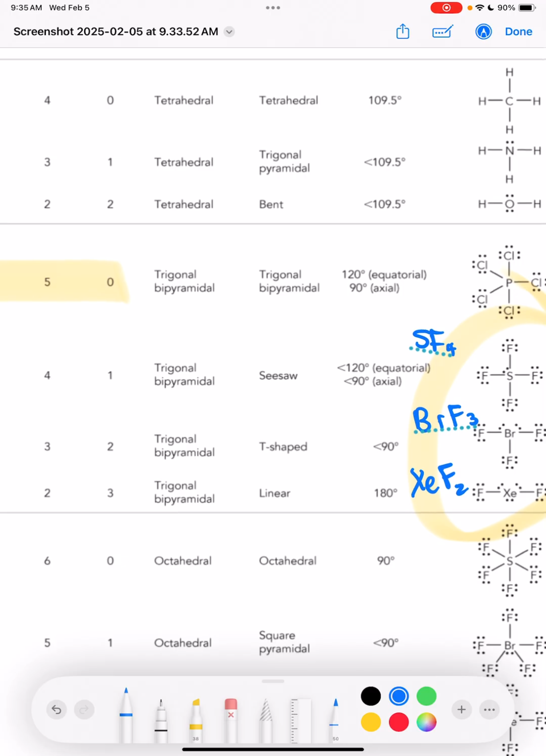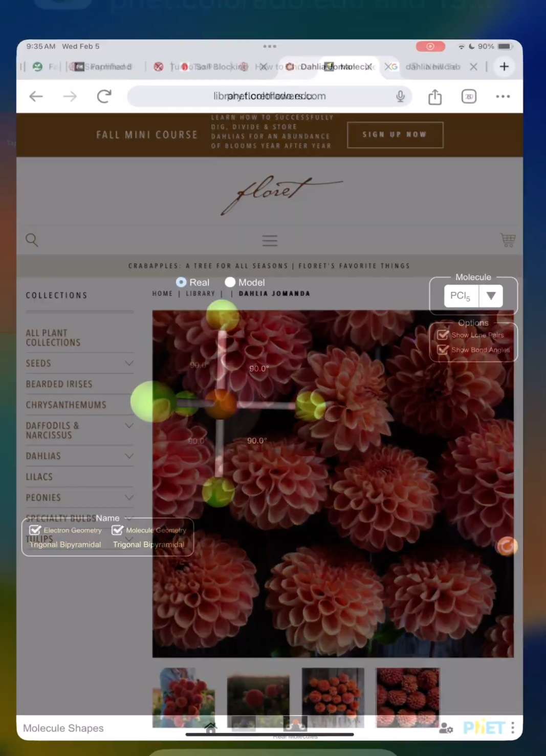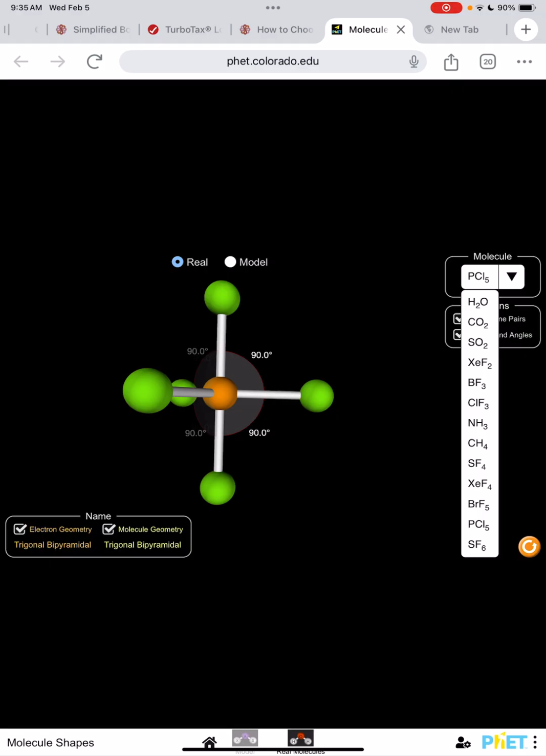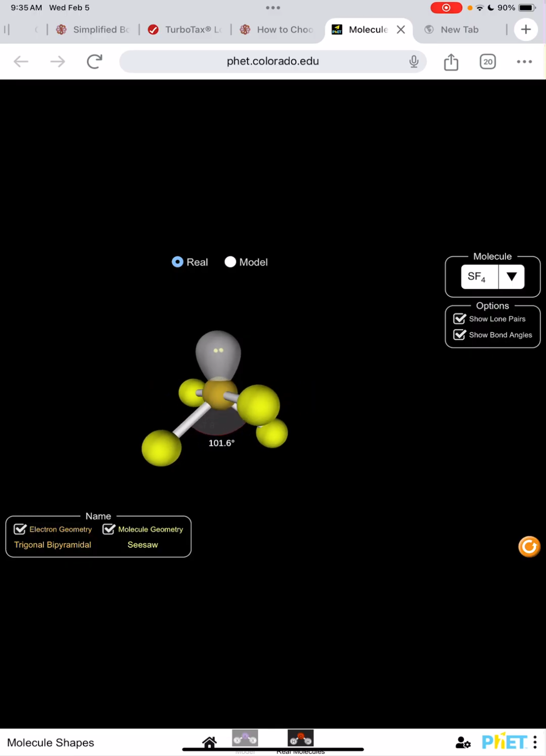So the names of how these change, I'll show you how they look in the simulation, but as we add 1 lone pair, the molecular geometry is called seesaw. As we add 2, it's T-shaped. And then as we add 3, it actually becomes linear because all of those lone pairs end up in that plane that are 120 degrees away from each other, but then the fluorine is up and down. So let's go over to that. Do I have every single one of these examples? I hope so.